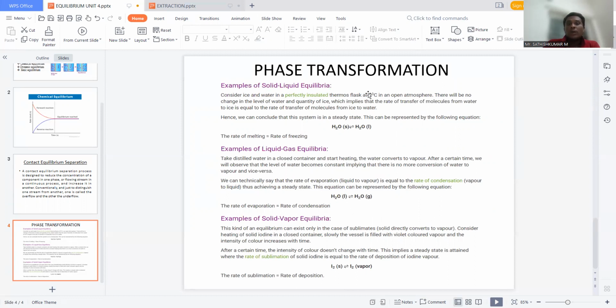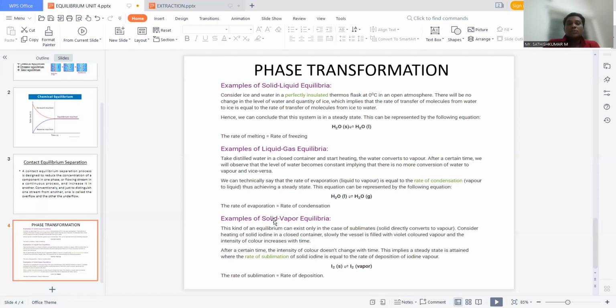Examples are solid-liquid equilibrium, liquid-gas equilibrium, and solid-vapor equilibrium. In the case of solid-liquid equilibrium, H2O solid is transferred into H2O liquid, and at the equilibrium point the net transformation will be zero. Next, liquid-gas equilibrium: H2O liquid transfers into H2O gas, and the transfer of liquid into gas and gas into liquid will be the same at the time of equilibrium.